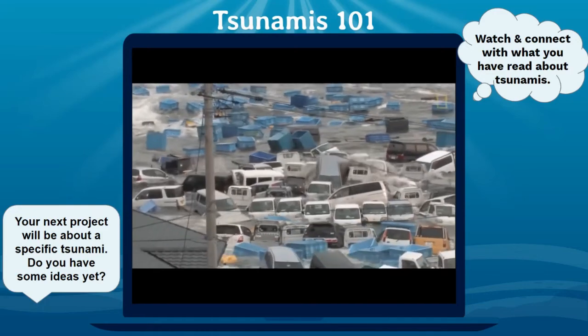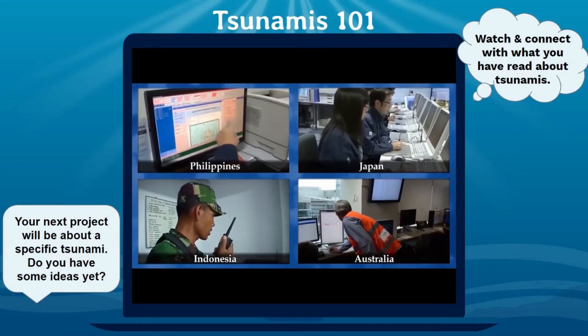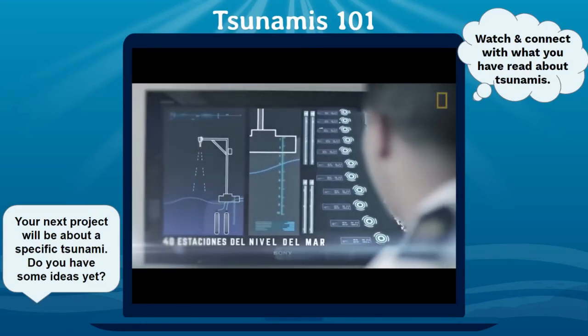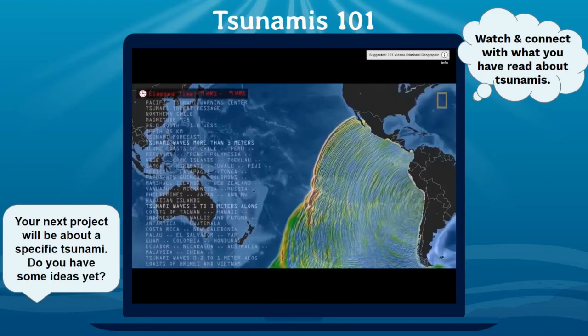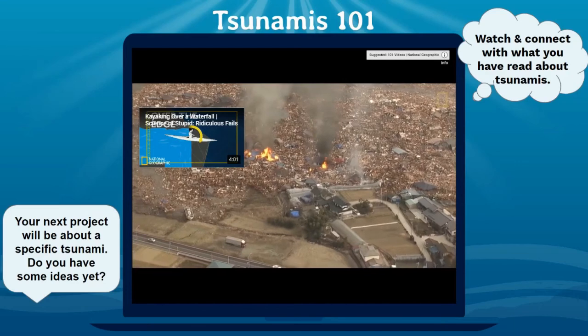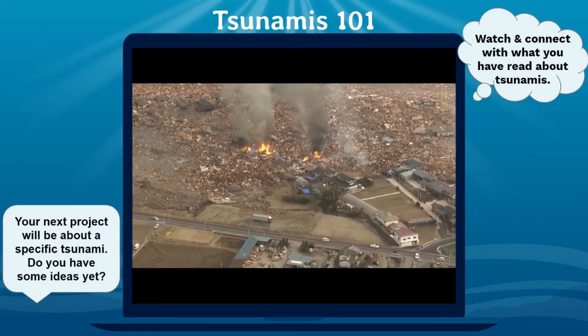Because they can strike so quickly with such deadly force, tsunami warning centers around the globe are on constant alert, monitoring underwater earthquakes large enough to trigger massive waves. Their ultimate goal is to alert vulnerable coastlines and give residents time to seek higher ground before a tsunami hits.